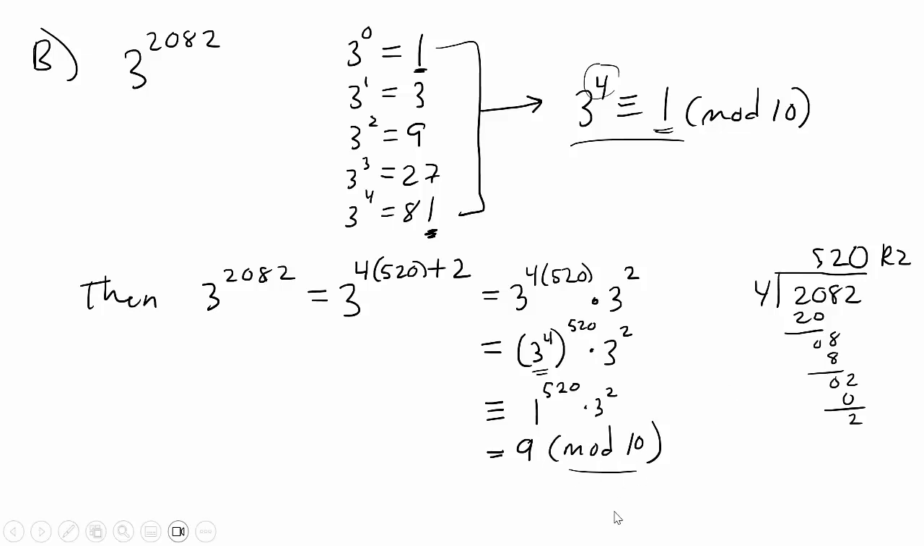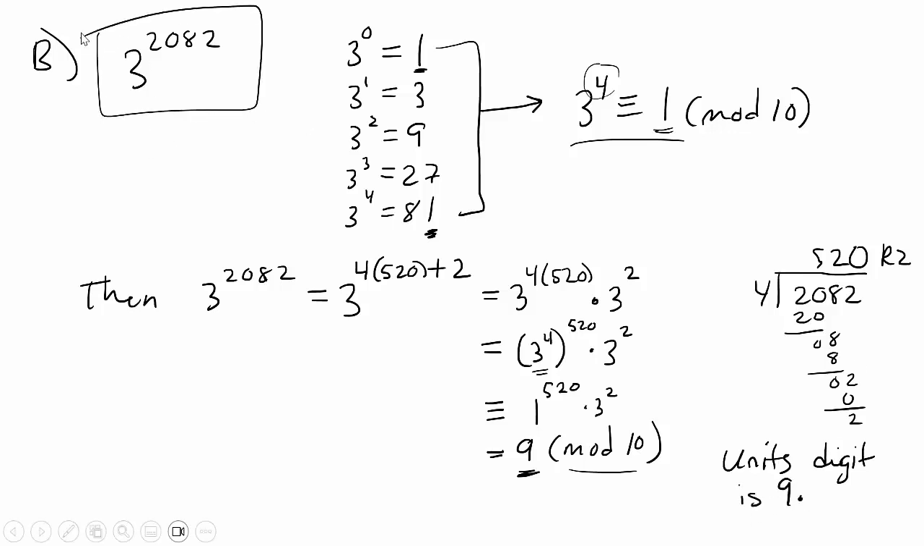So make sure you put the mod 10 at the end there, and that's going to represent all the congruences we've used. So then your units digit is 9. So we're going to say units digit is 9. Regardless, I don't know what this total number was, a very large number, but its units digit was the number 9.